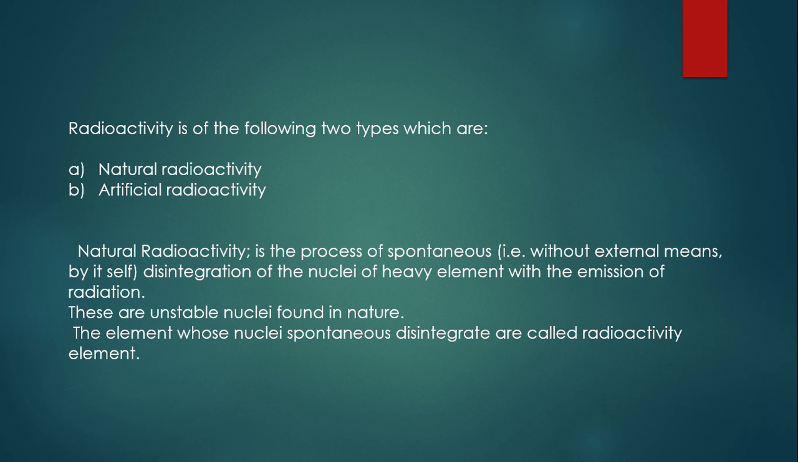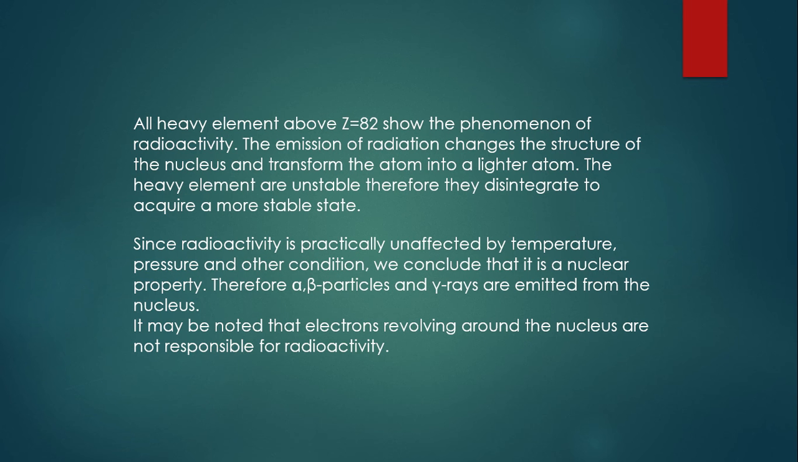Natural radioactivity is the process of spontaneous disintegration of the nuclei of heavy elements with the emission of radiation. These are the unstable nuclei found in nature. The elements whose nuclei spontaneously disintegrate are called radioactive elements. All heavy elements above Z equals 82 show the phenomenon of radioactivity.